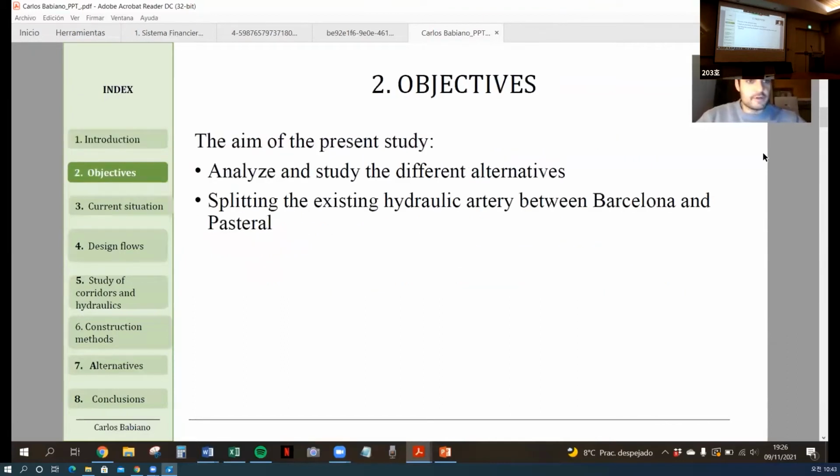The objectives of this thesis are summed up in 2 points. The first one is to analyze and study different alternatives. And the second one is splitting the existing hydraulic artery into Barcelona and the Pastoral. So first of all, we're going to have different alternatives. And second of all, we're going to split this artery in different ways.